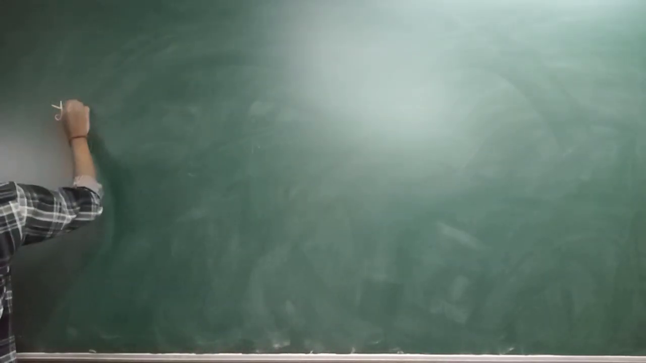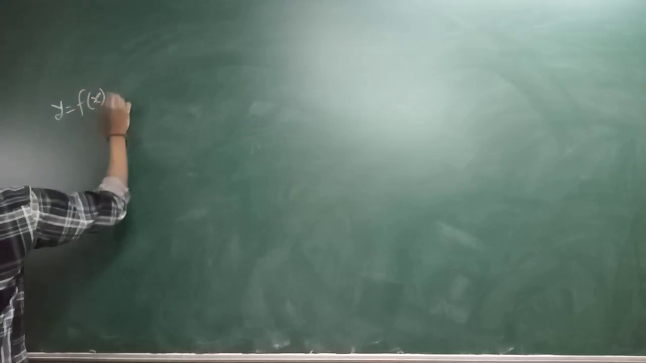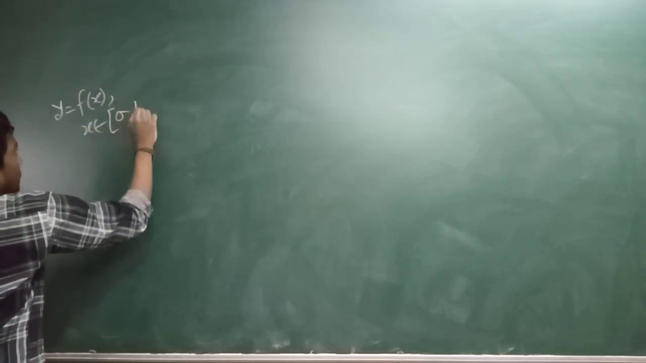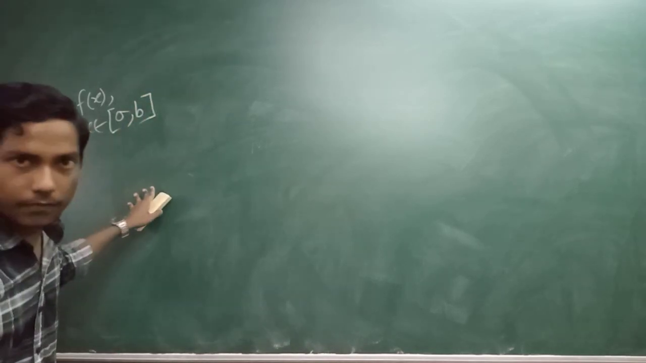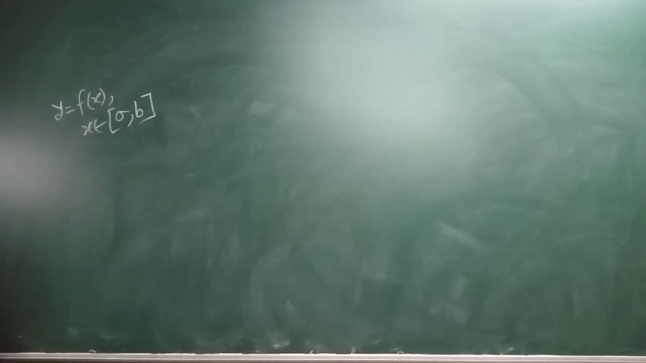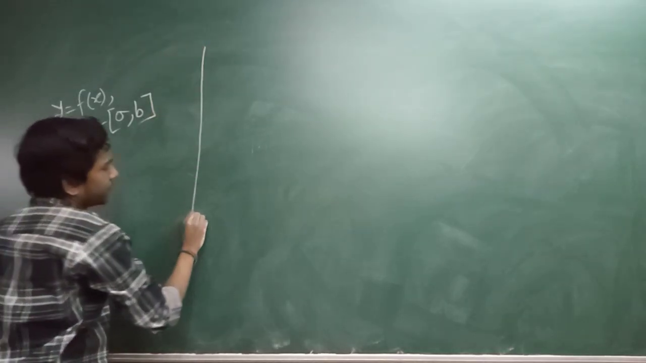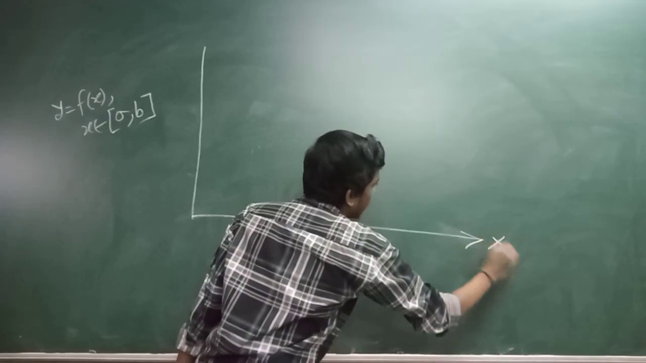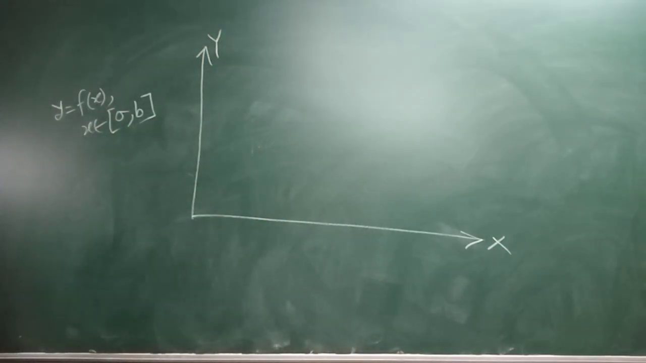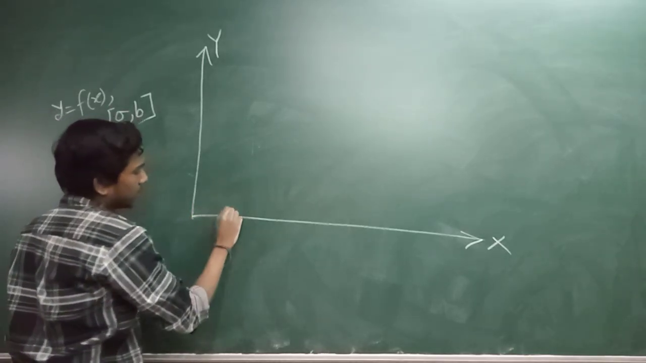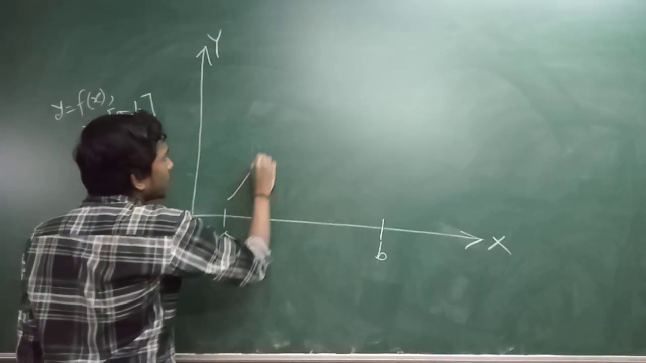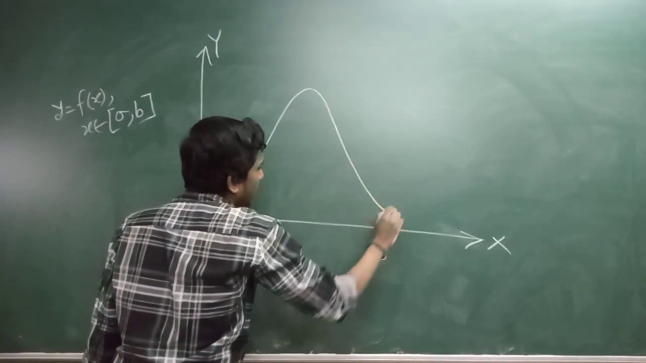Say y is equal to f(x) is a function which is defined in closed interval [a, b]. Now we draw its graph like this. Say this is our x-axis and this is our y-axis. Now the graph goes like this. Say this is our point A and this is point B. So the graph goes like this. We assume this is the graph of this function.